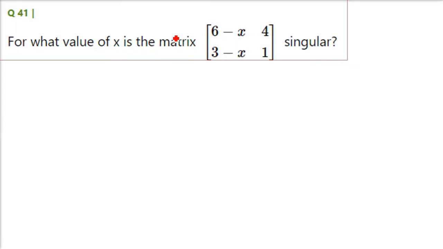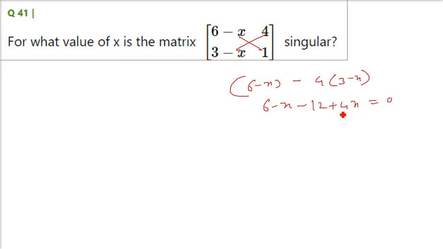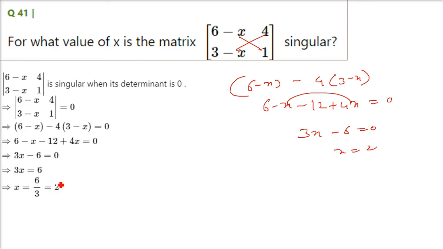For what value of x is the matrix singular? So in order to get this matrix as singular, we have to cross multiply and put it equal to 0. That is (6 minus x) into 1 minus 4 into (3 minus x) is equal to 0. 6 minus x minus 12 plus 4x equals 0. 4x minus x is 3x. 6 minus 12 is minus 6 equals 0. So x becomes 2. So the determinant being singular, the x is 2.